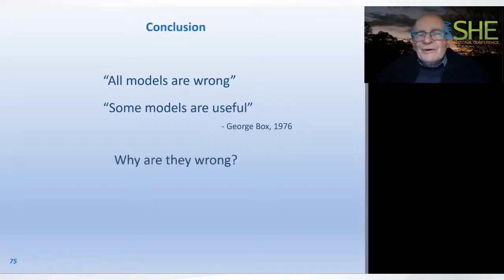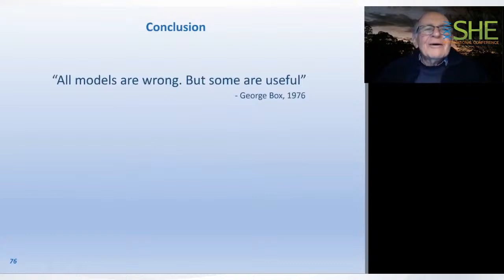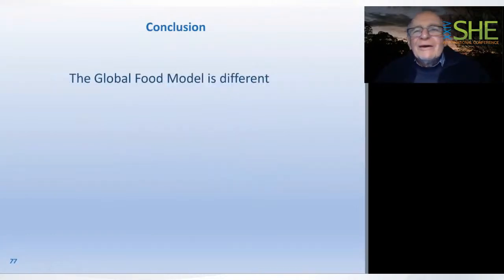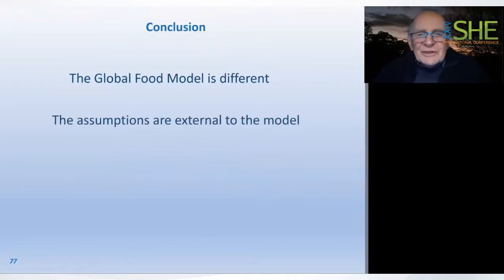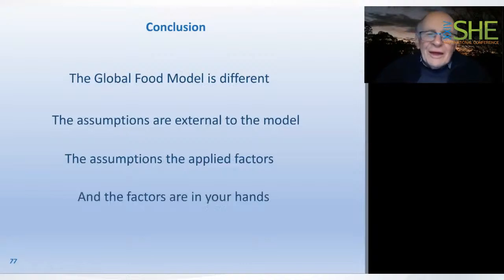So why are they wrong? Well, they're wrong because they're based on assumptions about the real world instead of actual real world facts. Now, we think that the global food model is a bit different. The assumptions in the global food model are external to the model because they are, in fact, the factors that we've been talking about. And the factors are in the hands of the user. They're not built into the model. They can be changed. The model itself is just a shell on which you build the assumptions or factors.